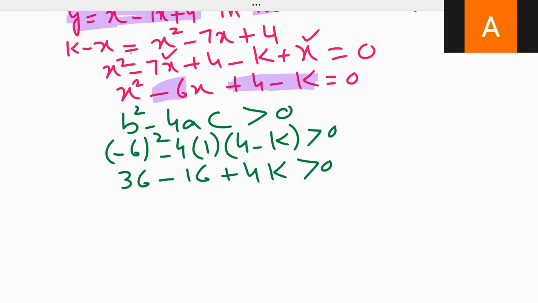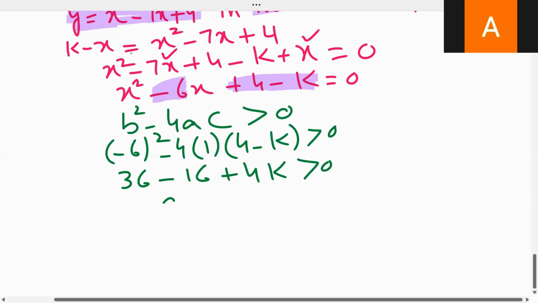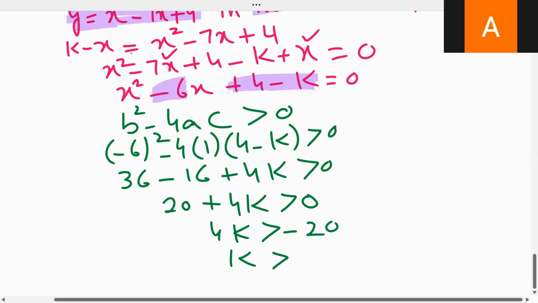So 36 minus 16 is 20, plus 4k is greater than 0. Now you can take this 20 to the other side, it will be negative, and k is greater than minus 5. So this is how you can find the value of k.